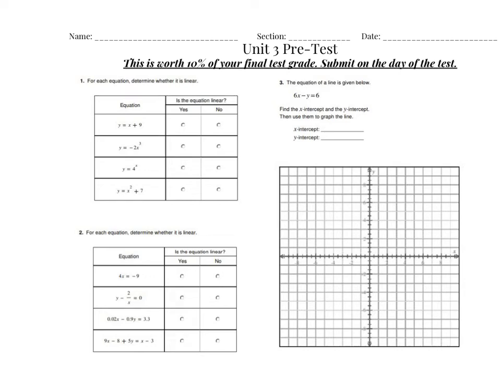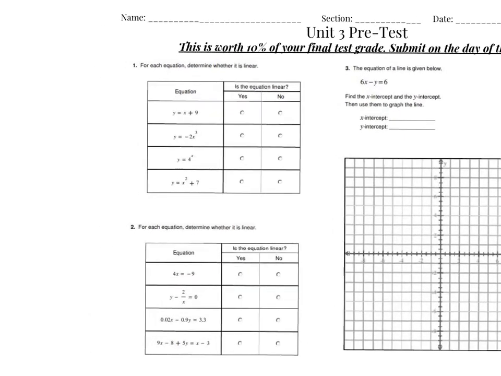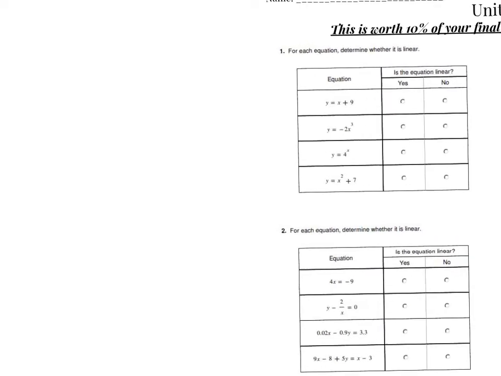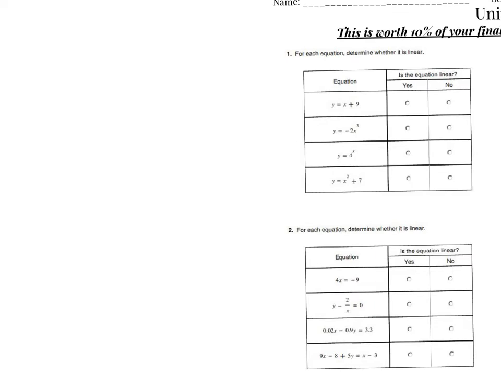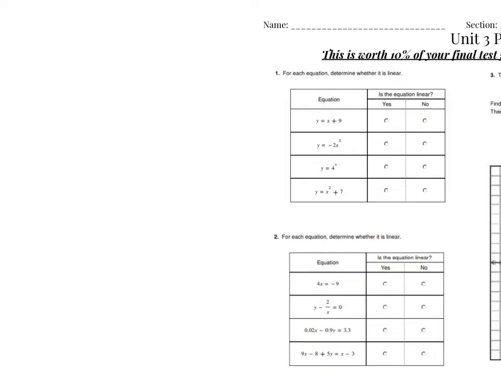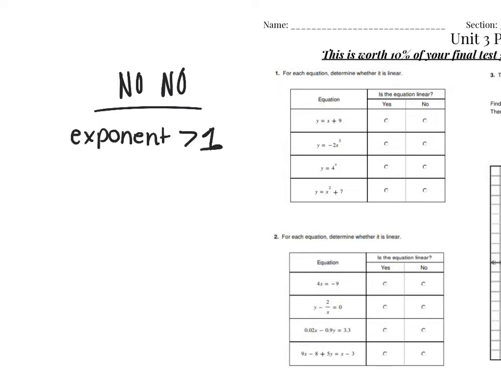So question 1 and 2 are both very similar, and they're asking us to determine whether it's linear. When looking at equations, for me, it's easier to almost think about what makes something not linear. So I'm going to make a list of no-nos over here on the side. One big no-no would be having anything with an exponent higher than 1. An example of that would be x squared or y cubed.